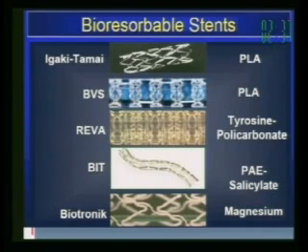So bioresorbable stents have been developed. There are exciting inventions in the field of stents. Igaki-Tamai, BVS, Reva, BTI and Biotronik are some of the stents which are being developed or have been developed. Out of these, the bioabsorbable vascular scaffold, also known as BVS, which is PLLA based, which is completely bioabsorbable within a few months, has been extensively tested and is about to be launched in the market soon.